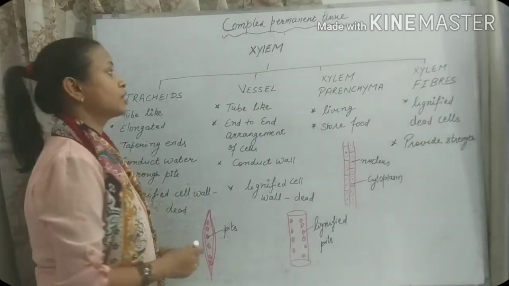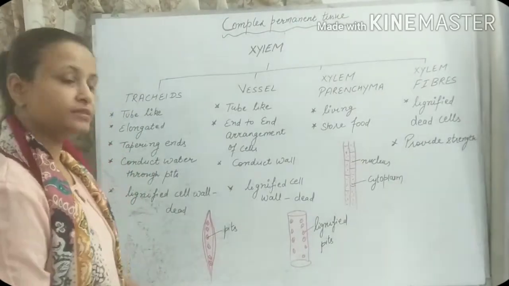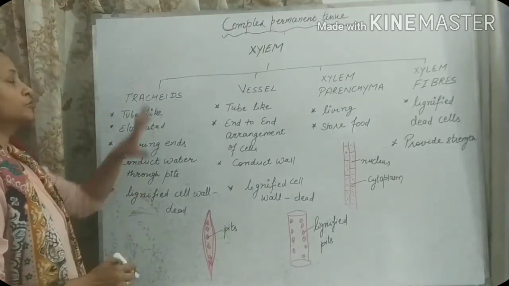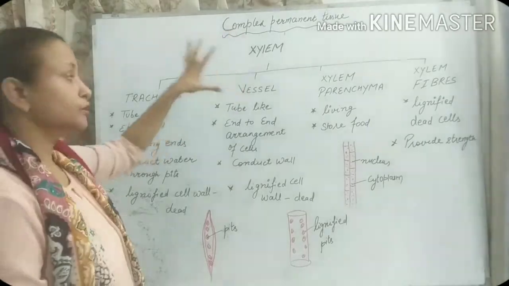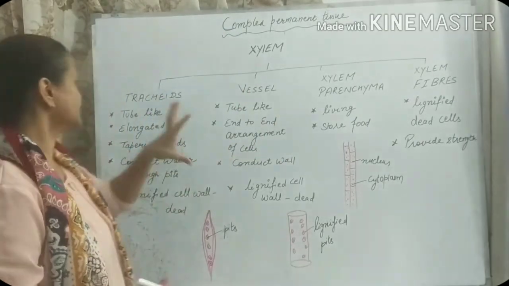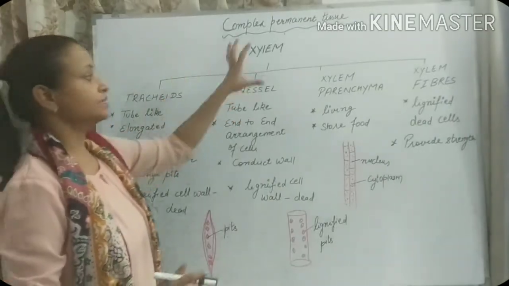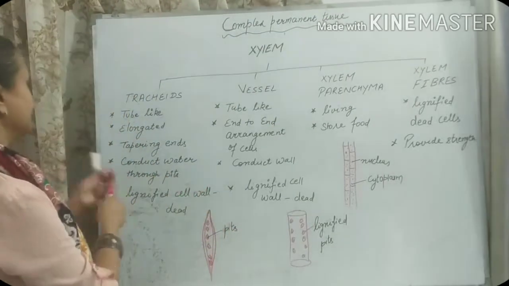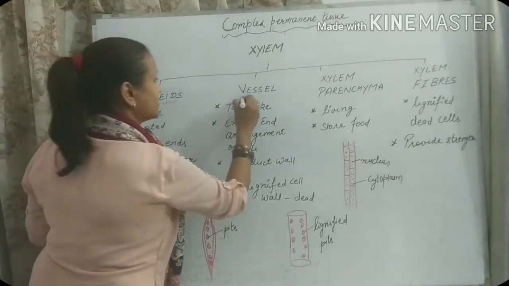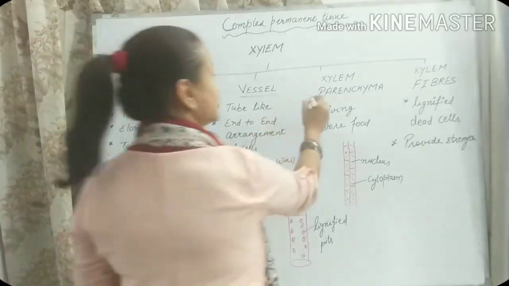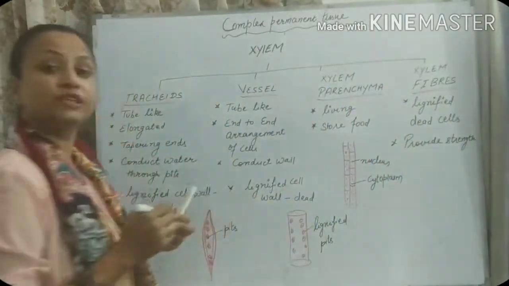Yes, students, now come to xylem tissue. We will discuss it in detail. So, I have told you that xylem tissue has 4 different kinds of cells: tracheids, vessels, xylem parenchyma and xylem fiber. So, what are the differences among these cells? What are the basic functions of these cells?